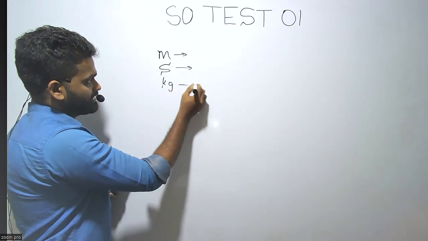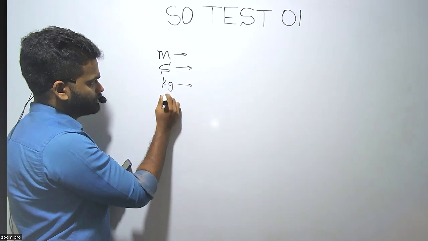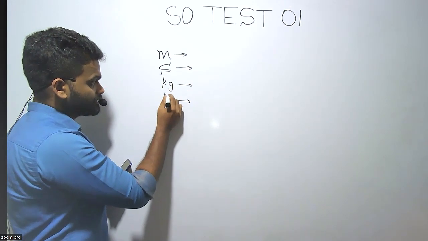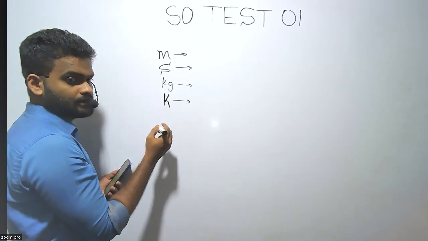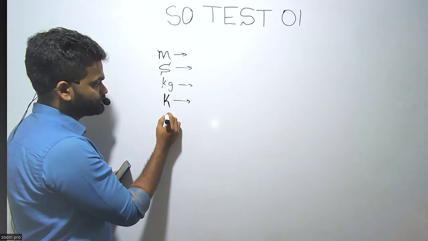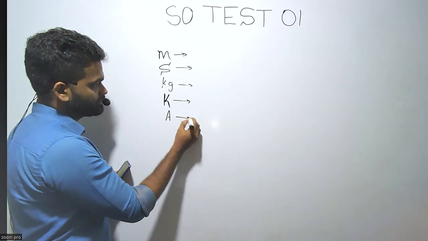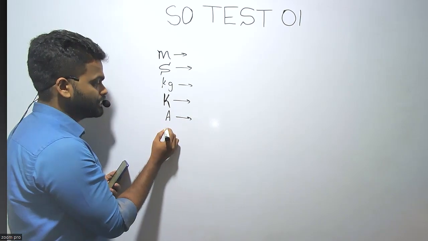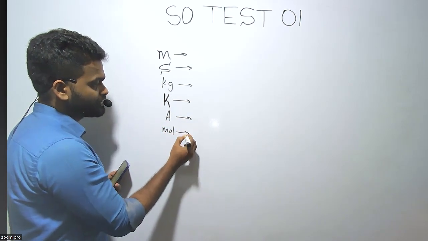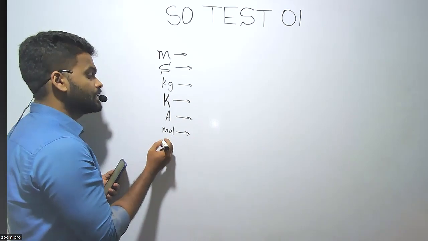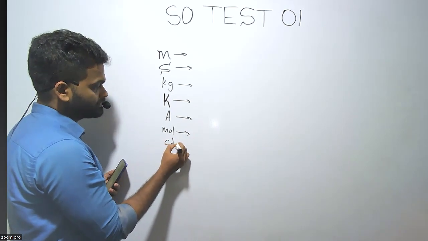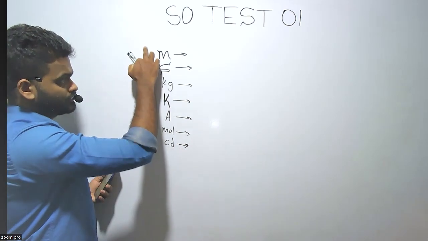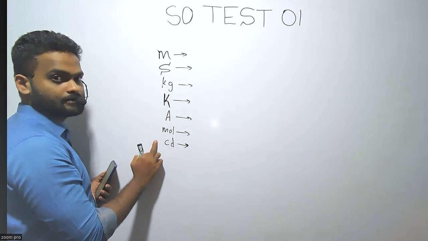kilograms to measure mass. Then we have Kelvin to measure the thermodynamic temperature. Then we have ampere, not coulomb, right? Ampere measures the electric current. Then we have moles to measure the amount of substance. Then candela, which is luminous intensity. So these are the fundamental units.